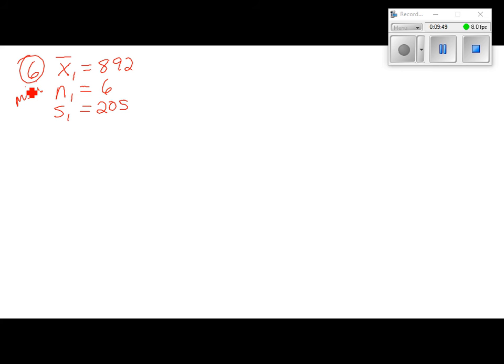And similar test, 16 random mid-sized cars. So we're gonna have X bar 2, N2, and S2. Write all those down. Those are the numbers you're gonna need for each of the formulas. Mid-size cars, mean bumper cost was $989. There was 16 of them, and the standard deviation was $324. And our alpha is 0.01, 1%.